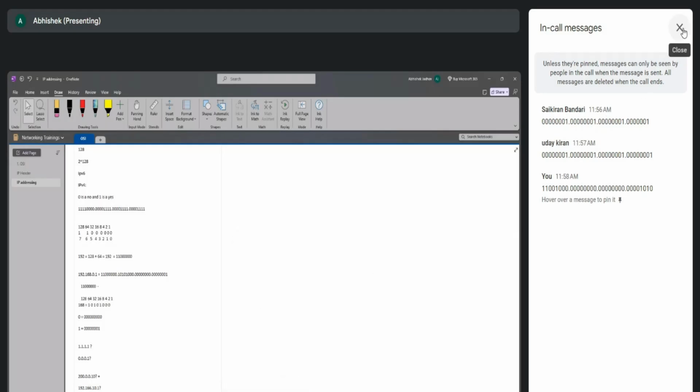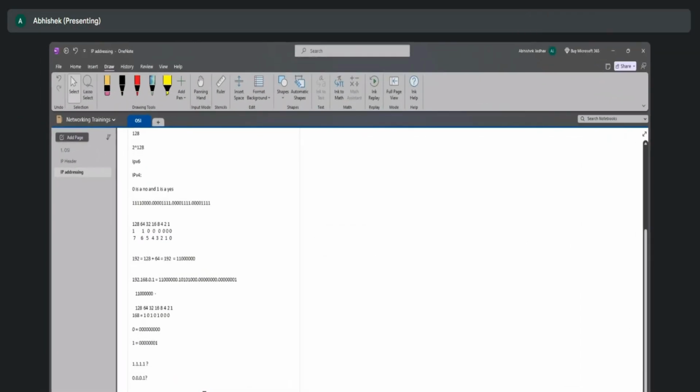Okay. Can you repeat or paste it in the chat? Yeah, yeah, I'll keep it in chat for the third one. Yeah, I think Shivakumar already kept it in the chat. Okay, 11001000. Okay.